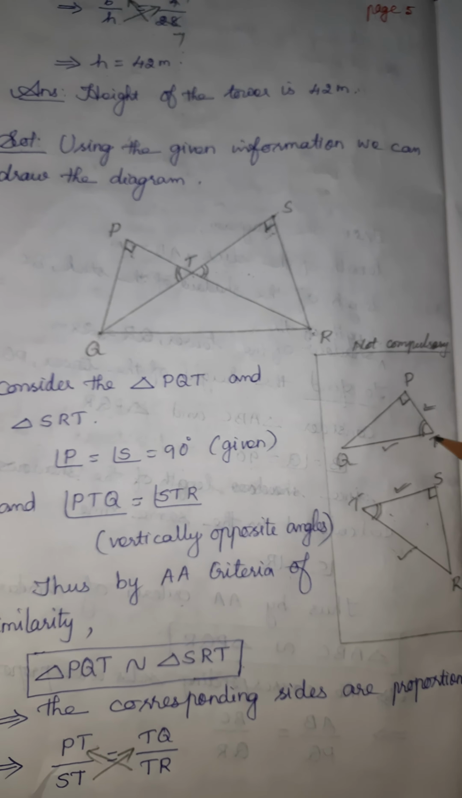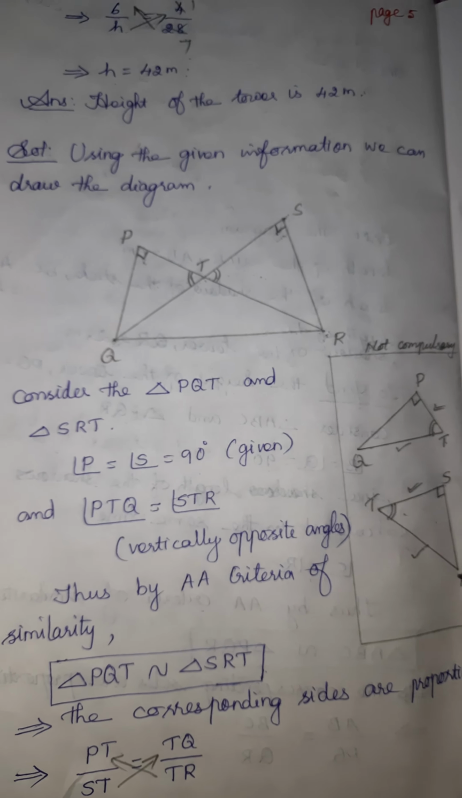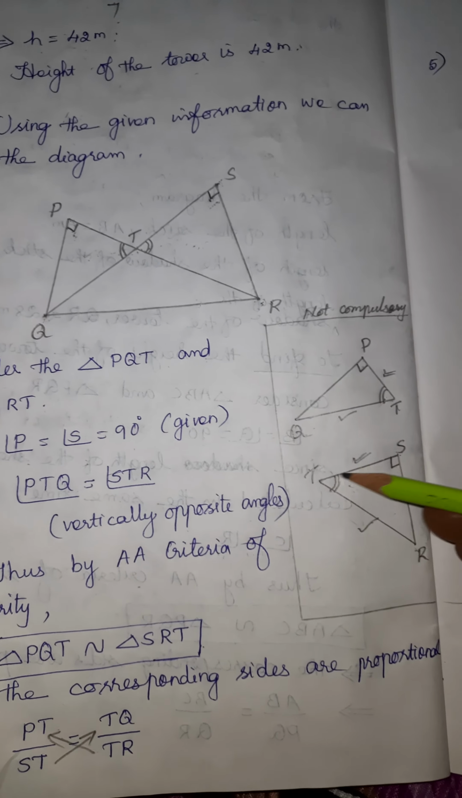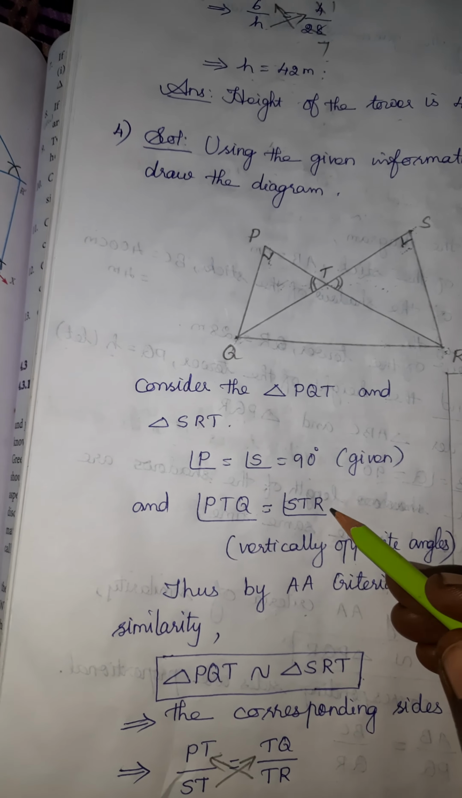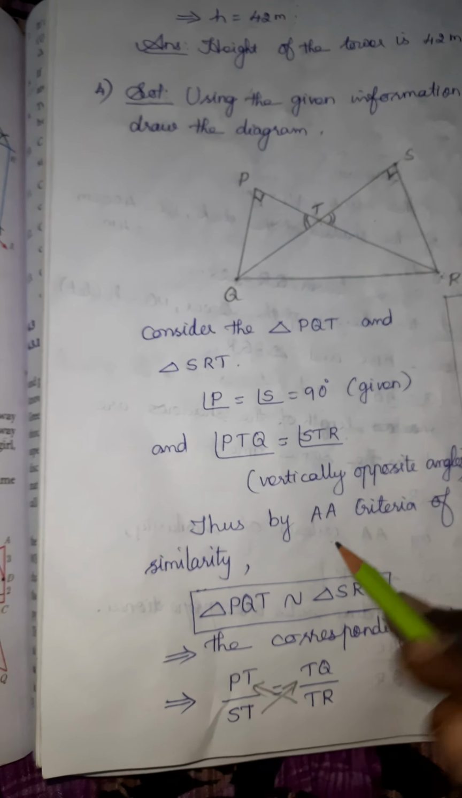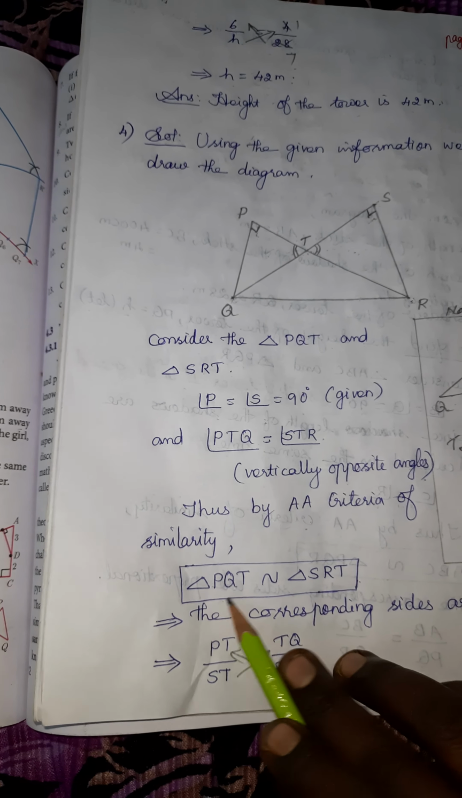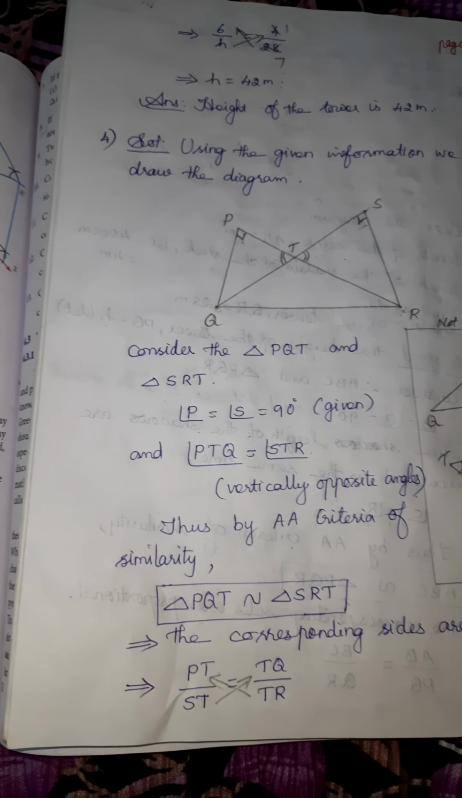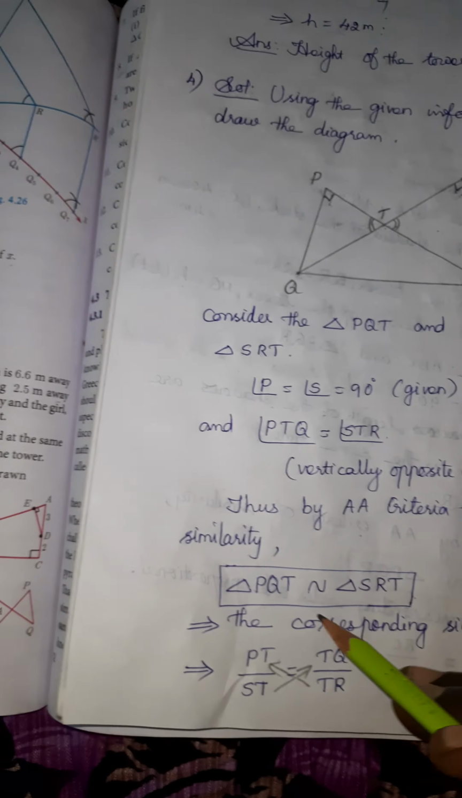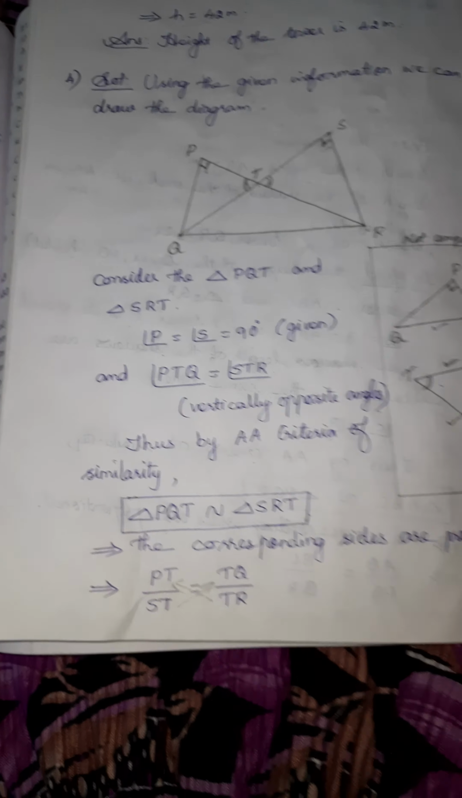So we can write angle PTQ equal to angle STR. Don't change the order. PTQ, we start from this 90 degrees, like that way STR. These two angles are equal, the reason being vertically opposite angles. Since these two sets of angles are equal, we can say by AA criterion of similarity, triangle PQT and triangle SRT are similar. Be careful in the order. Therefore, the corresponding sides are proportional.